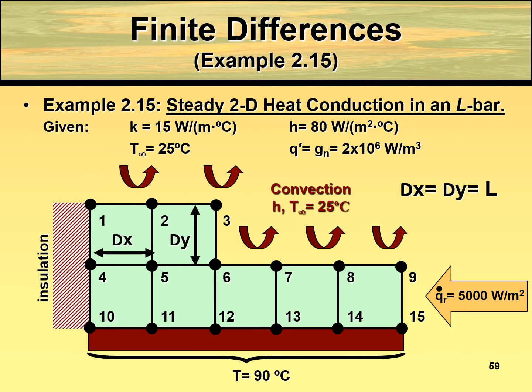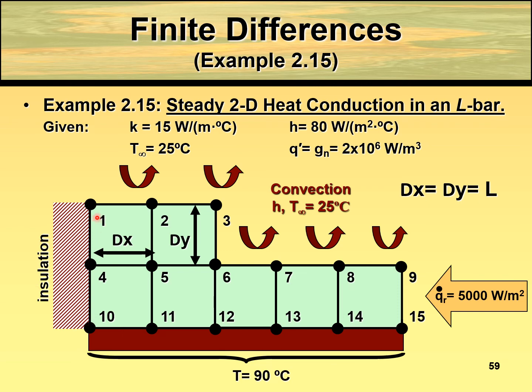So we will now go to our next example. Our next example is given here. Based on this example, what you have here is steady two-dimensional heat conduction in an L bar. For this L bar, you have a total of 15 nodes, and out of these 15 nodes, node 1, 4 and 10 are on the insulation side.